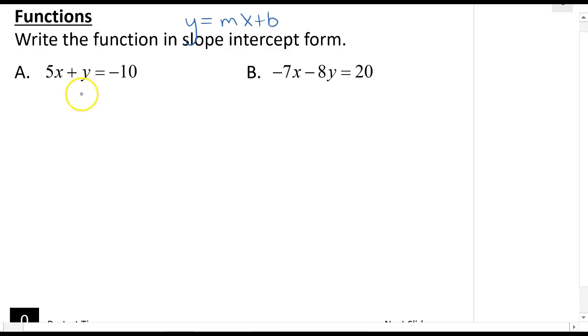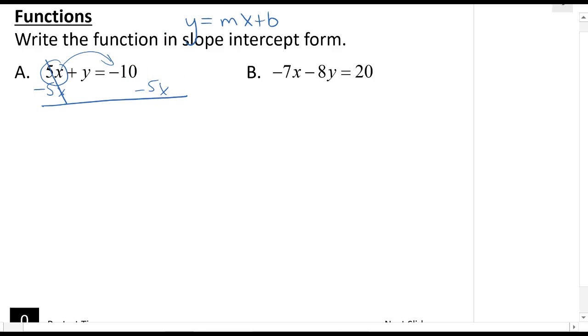Okay, so what we want to do is we want this x term to be moved over to the right side of our equation because we want it to equal y. So to move that, we just simply subtract 5x from both sides. Okay, what happens is that cancels out. Remember, I'm subtracting because that's positive. And now you have negative 10 minus 5x.